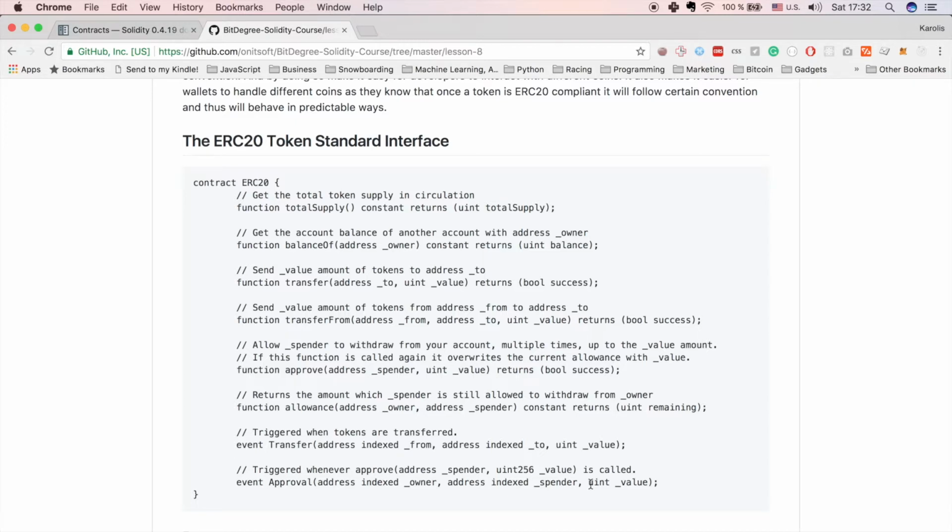In the next lesson, we will do just that: implement all these functions and events and make our own ERC20 compliant token. See you there.